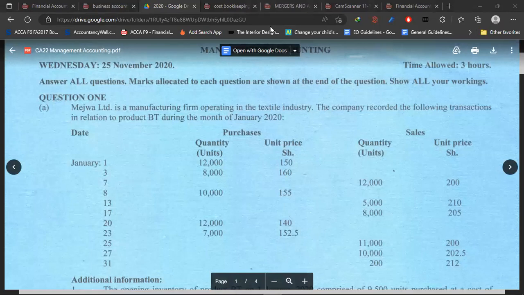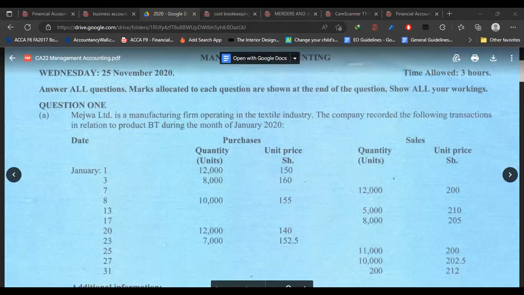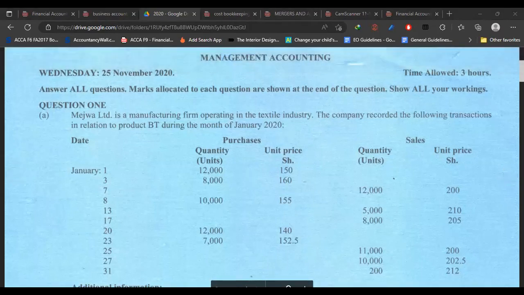Majewa Limited is a manufacturing firm operating in the textile industry. The company recorded the following transactions in relation to product BT during the month of January 2020. We have a date, purchases and sales. We have additional information. The opening inventory of product BT on 1st January 2020 comprised of 9,500 units purchased at a cost of 135 shillings per unit.